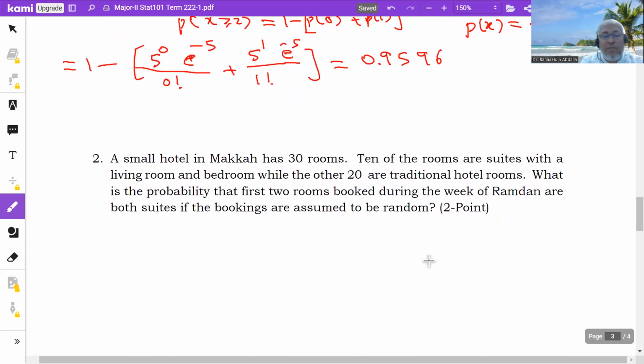A small hotel in Mecca has 30 rooms, okay? 10 of the rooms are suites, okay? So there are 30 rooms. 10 of them are suites and 20 of them are not suites. He said here traditional, okay, traditional hotel rooms.